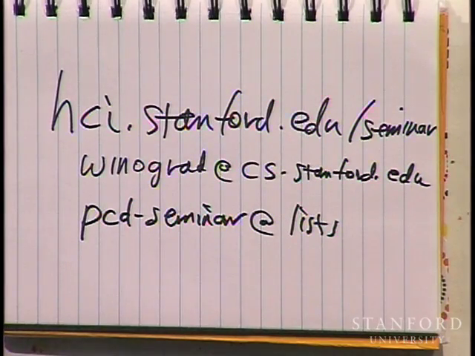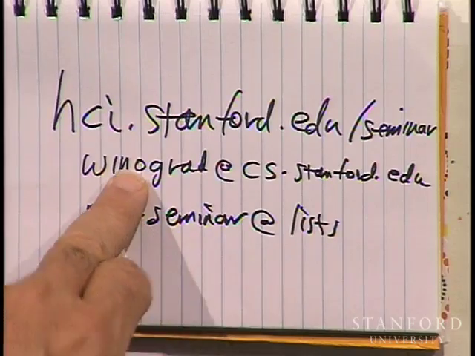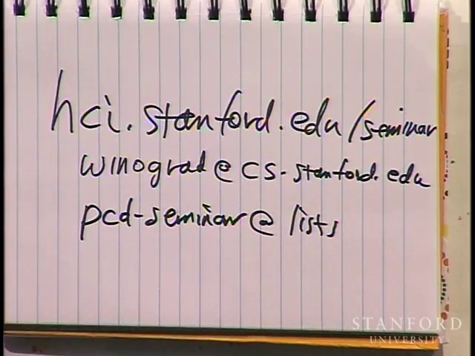So only a couple things you need to know. hci.stanford.edu/seminar will get you to the website. On that website you will find a complete listing of the speakers for the quarter, and for the ones for which we already have them, which is about 2/3 at this point, complete abstract and bio for the talk. And in another couple of weeks I hope we'll have all the bios. So you can go and look ahead of time and see what the talks are going to be. You can contact me. I'm Winograd at cs.stanford.edu.